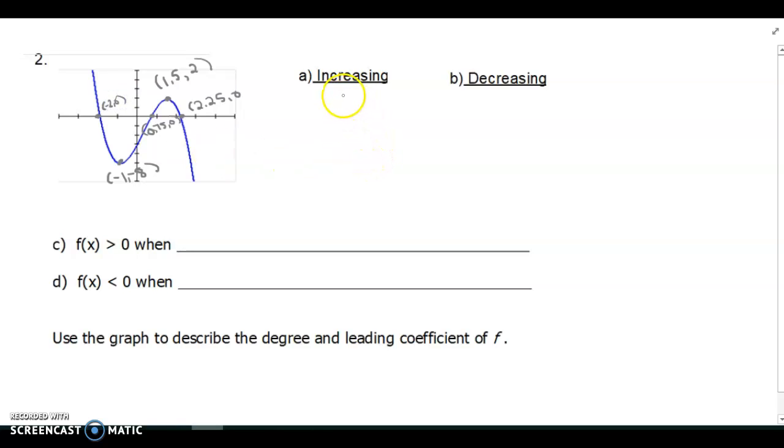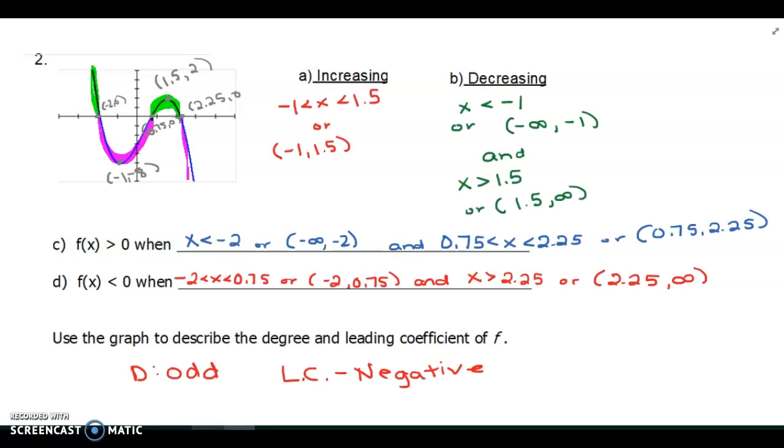I want you to write down when is it increasing, when is it decreasing, when is your f of x greater than 0, when is it less than 0, and describe the degree and leading coefficient. So go ahead and pause this, try to work that out on your own, and then we'll go over it. All right, this is what you should have gotten.